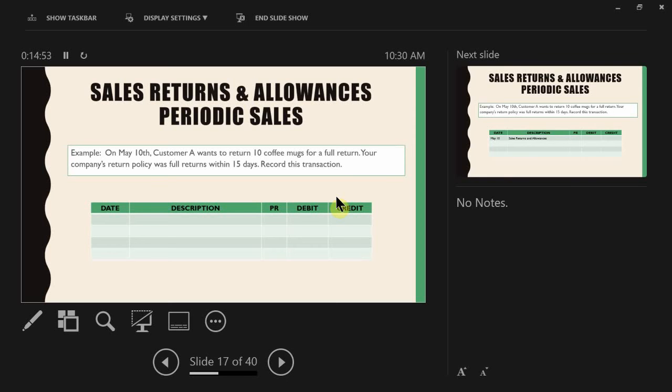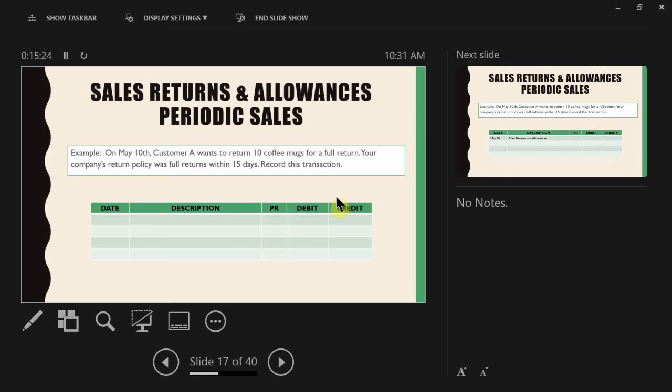Okay? What if on May 10, a couple days later, right? Customer A, okay, decides to return some coffee mugs. They wanted to return 10 of them, okay, for a full refund. And of course, your store policy, right, says that they can return within 15 days, so they meet the requirement right there. And of course, you agree that you're going to give them their money back.